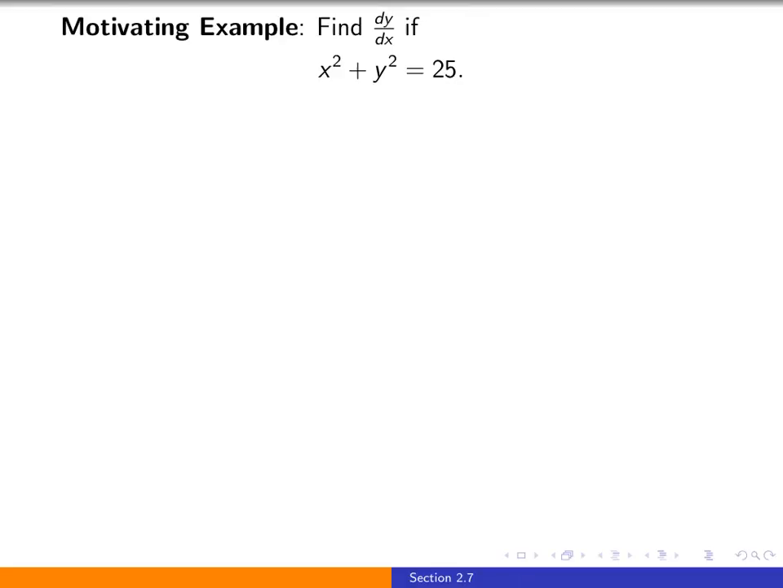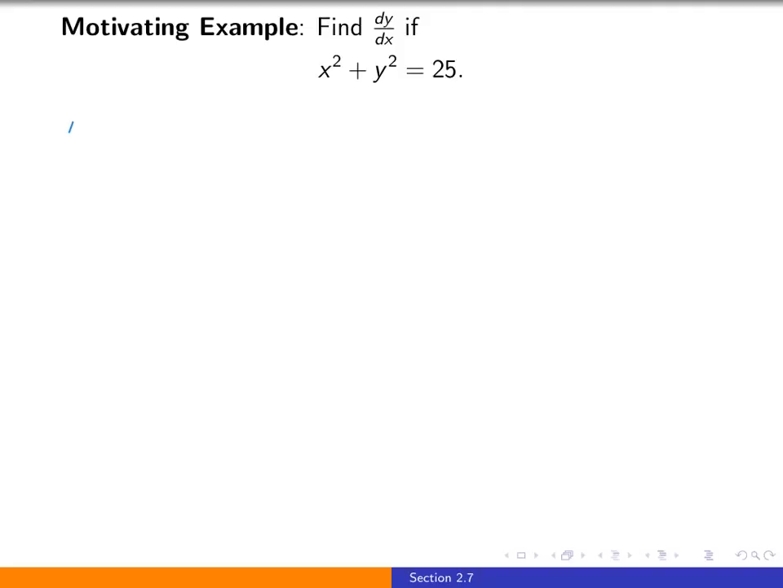In this video, we will introduce the concept of implicit differentiation. And to do so, we're going to look at this motivating example. We would like to find the derivative dy dx if x squared plus y squared equals 25. Now, the idea behind implicit differentiation is that in this example, no matter how hard we try, we're not going to be able to write down y explicitly as a function of x.